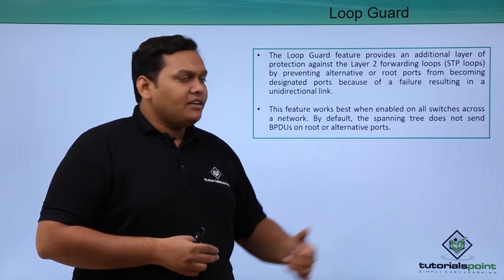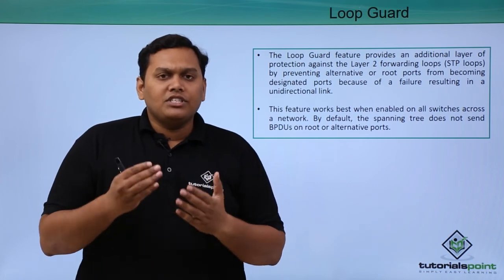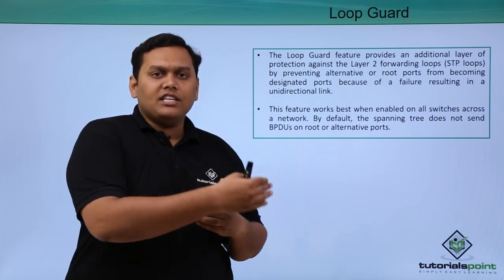By default, spanning tree does not send any BPDUs on alternate ports here. So, this is about the loop guard, and these are the STP features.